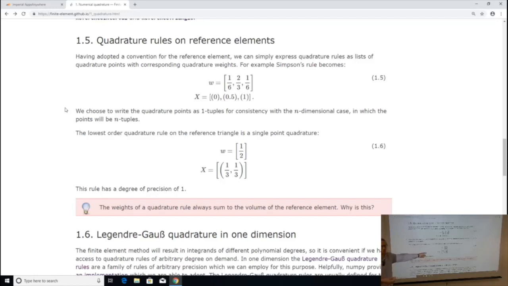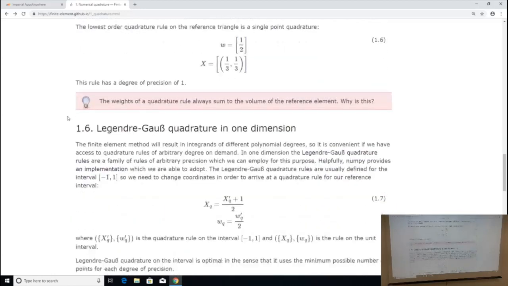The simplest one on a triangle is the piecewise constant quadrature, so that only takes one point. The one point by symmetry is the point in the middle of the triangle, which on our reference triangle is the point 1 third, 1 third, and it has a weight of 1 half. So the weights of a quadrature rule always sum to the volume of a reference element. I will leave as an exercise to you to work out why that has to be true. If you can work out why that's true, you'll understand something about this.